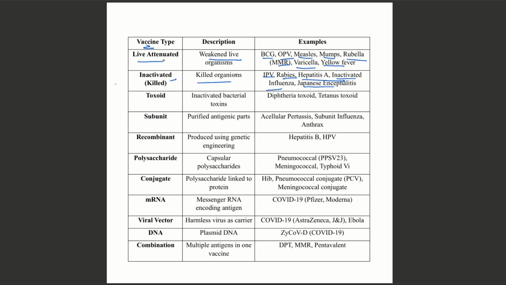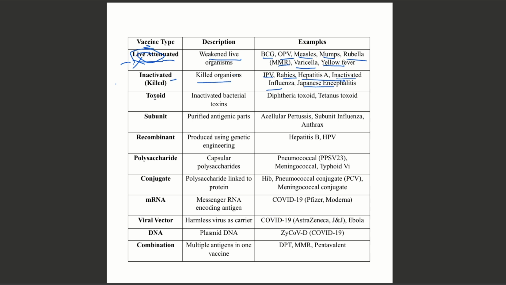If we talk about live attenuated vaccines, these vaccines produce a strong, long-lasting immune response, and usually one dose is required to activate immunity against that specific disease. But they are contraindicated in immunosuppressed or immunocompromised patients, in which the patient has low immunity. Next type is toxoids.